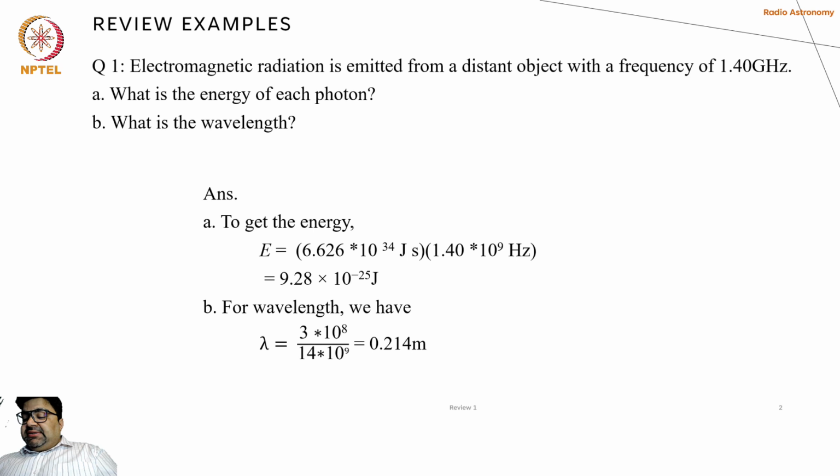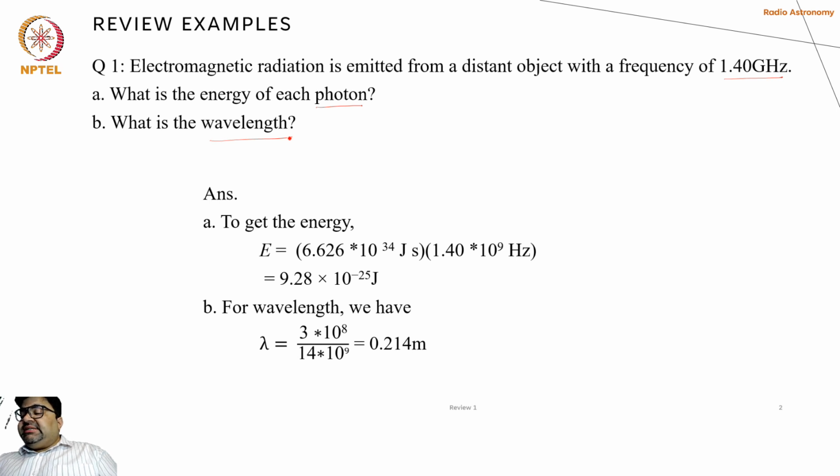So the first problem which we are trying to tackle here is that electromagnetic radiation is emitted from a distant object with a frequency of 1.4 gigahertz. What is the energy of the photon and what is the wavelength?